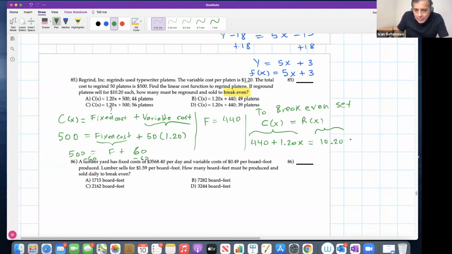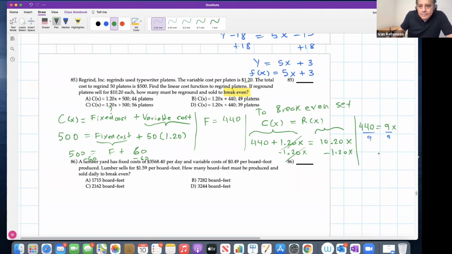$10.20. Since the revenue measures the money that you get out of selling your items, it's 10.20 times X, right? Now we just have to solve this for X. Subtract 1.20X on both sides. You get 440 equals, and here this is just 9X, right? And therefore, dividing both sides by 9, we get our X.